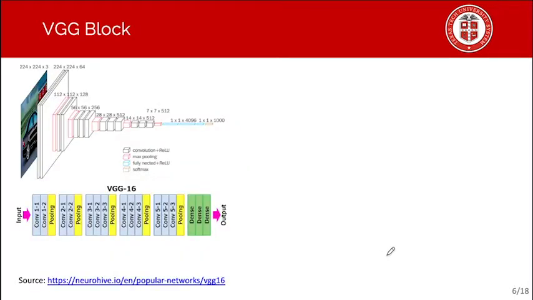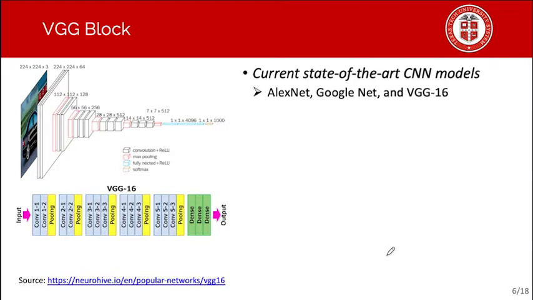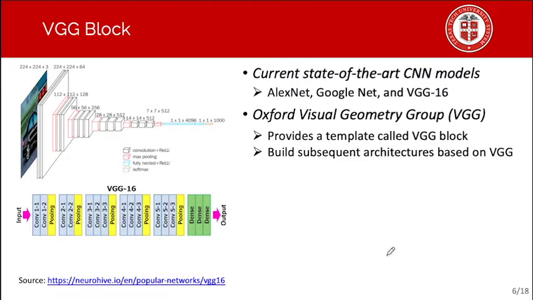It is nearly impossible to explore all the architectures for neural networks in order to find the best models. So our strategy is that we explore current state-of-the-art CNN models such as AlexNet, GoogleNet, and VGG. Although all three give very good results in computer vision tests, the Oxford Visual Geometry Group, or VGG, provides a template called VGG blocks to help researchers build subsequent architectures based on VGG. A typical VGG block is shown here. It normally involves one or two convolution layers followed by a pooling layer.